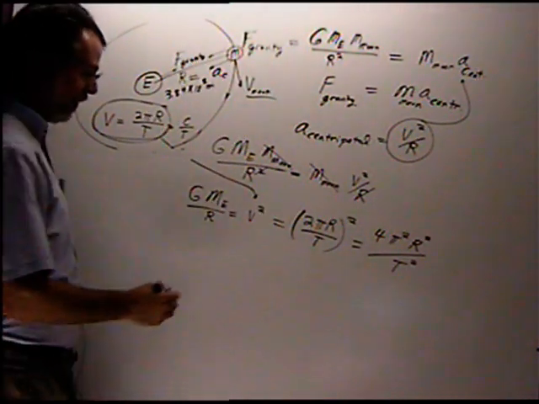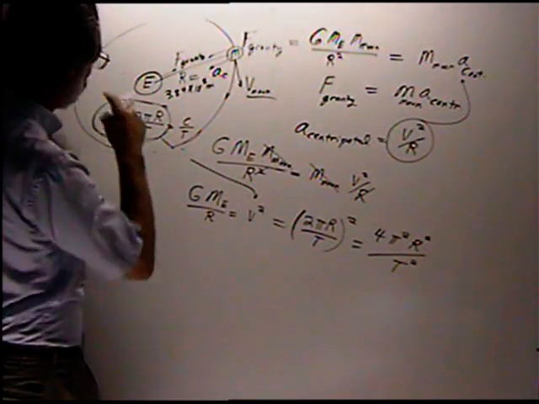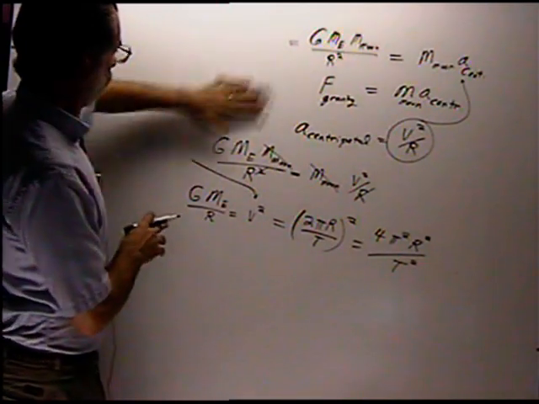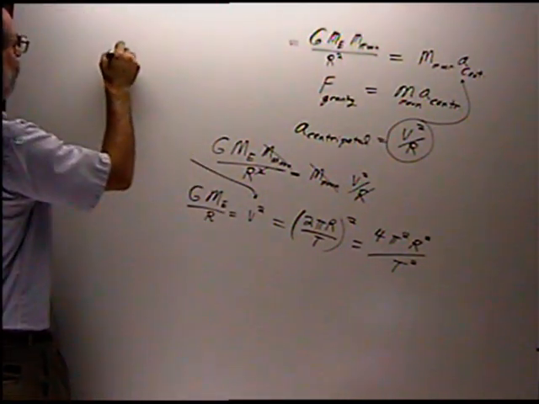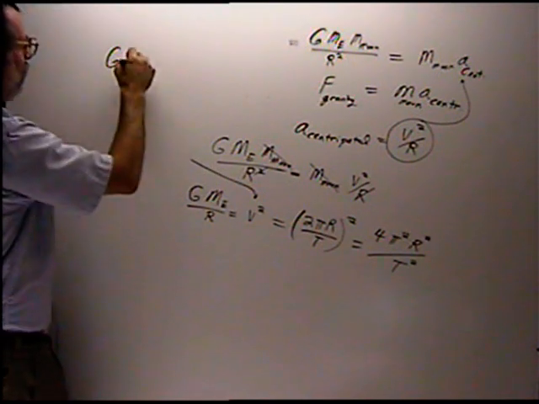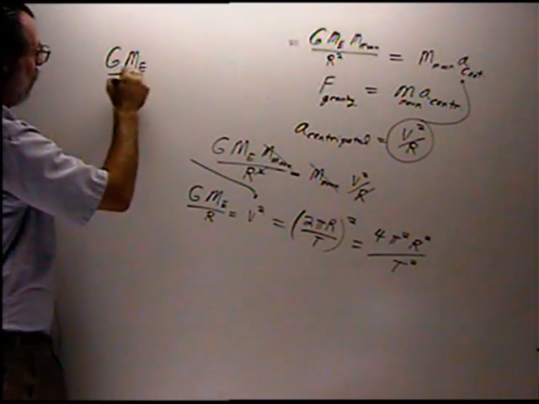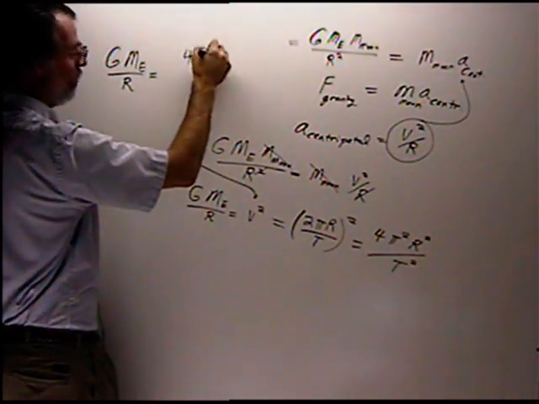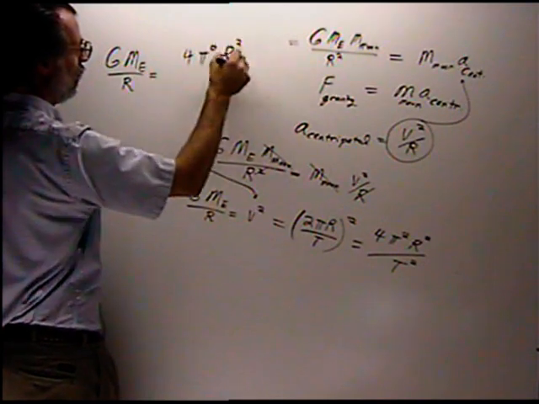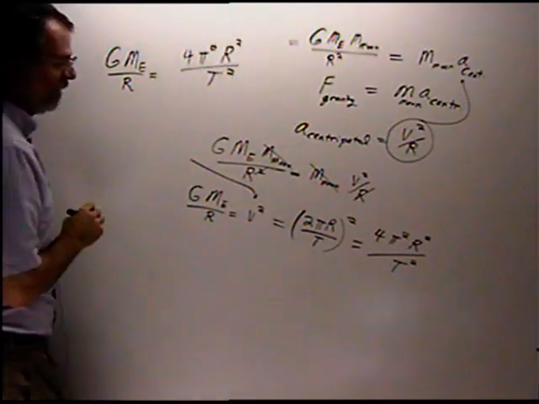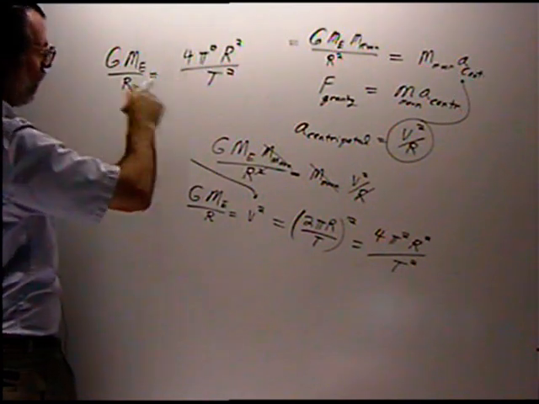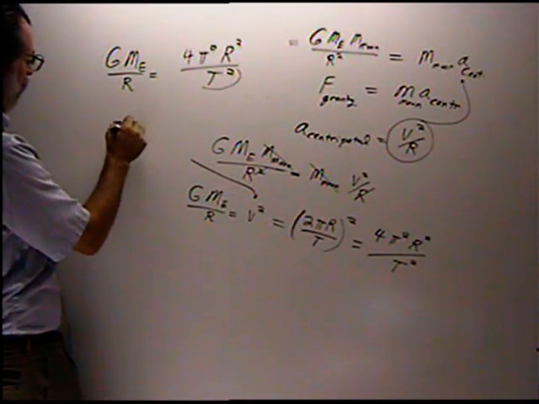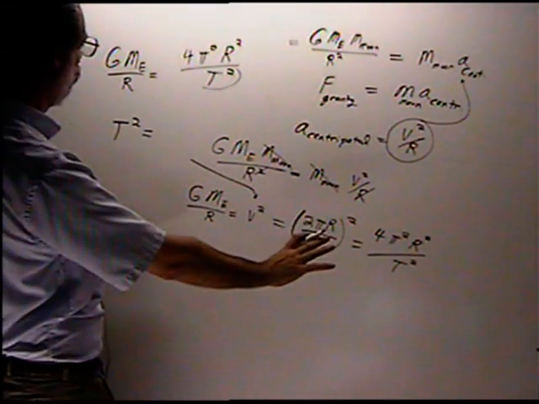Okay? So at this point, I'm going to move up here, erase this. We have G, let's see, can you all see this? I think so. Mass of the Earth divided by r equals 4 pi squared r squared divided by T squared. Notice that what we want to do is solve for T squared. So we can say T squared equals, I'm going to erase this right now.